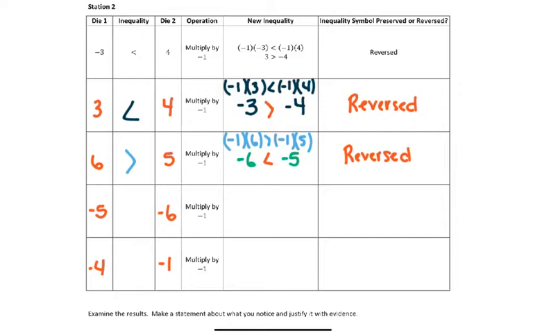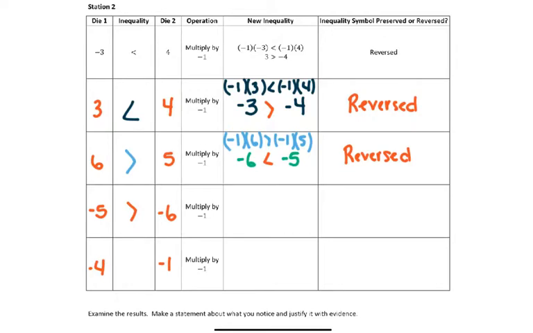All right, let's look at that third row down for the numbers that I've written in. -5 and -6. I need to add in my inequality symbol. So I know that -5 is greater than -6. So I'm going to add that greater than sign in there.